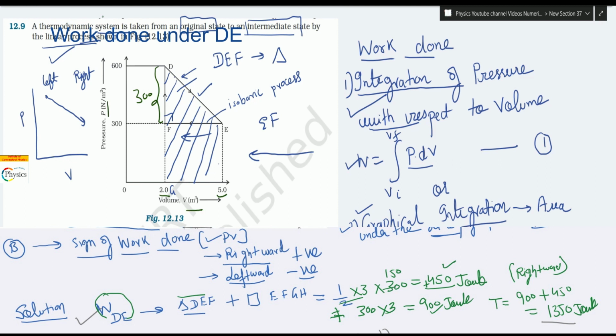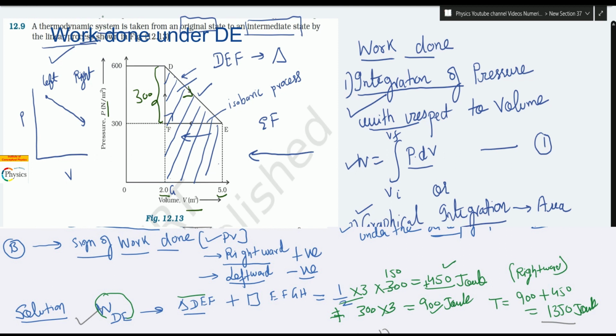Now, what is going to be the sign of triangle DEF? The area under DE is what we are calculating. This is positive because this particular D to E is moving rightward.